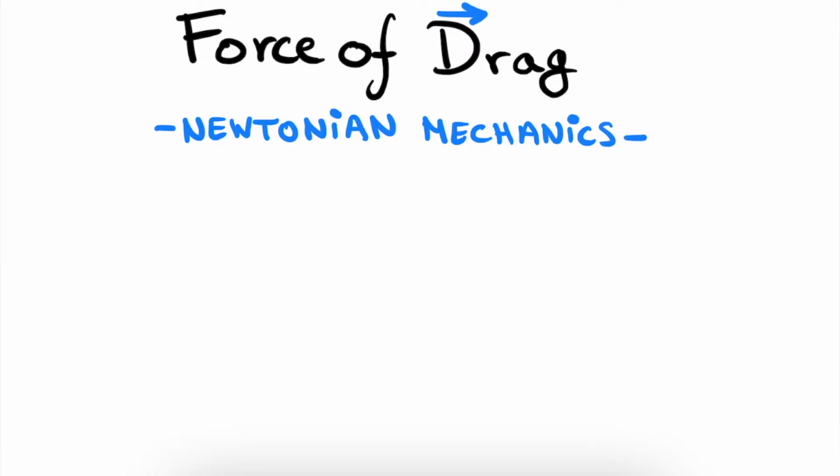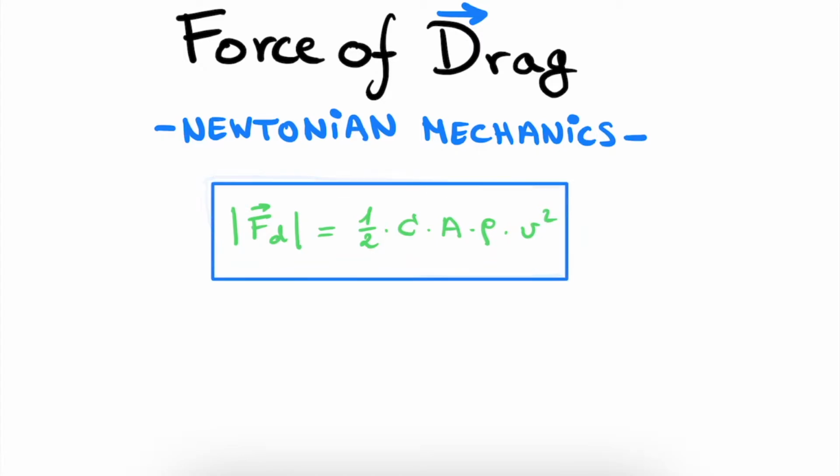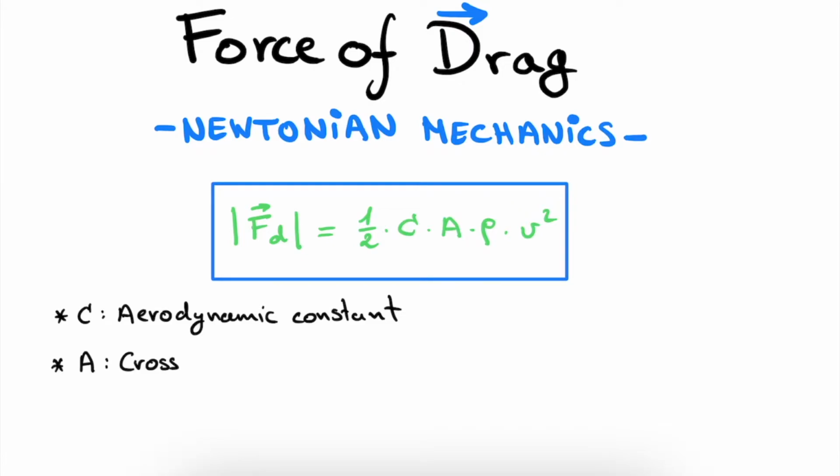The magnitude of the force of drag is equal to 1/2 times C times A times rho times v squared. Now, what do all these quantities mean? C is an aerodynamic constant, which basically says something about the shape of the object that we're looking at. Shapes that are more aerodynamic will have a much smaller constant. A is the cross-sectional surface of our object.